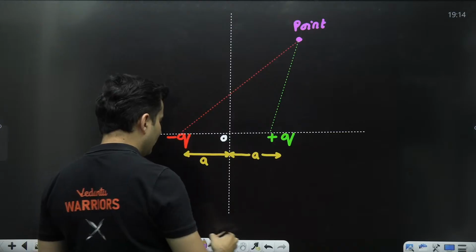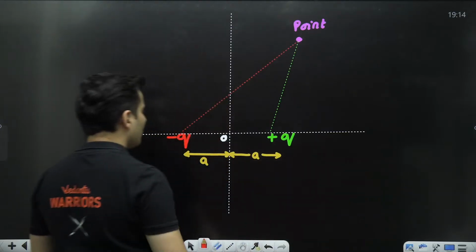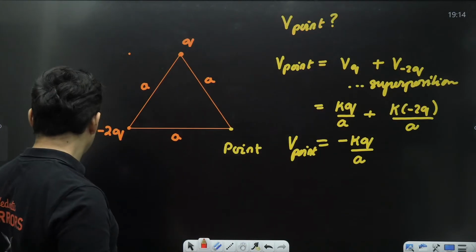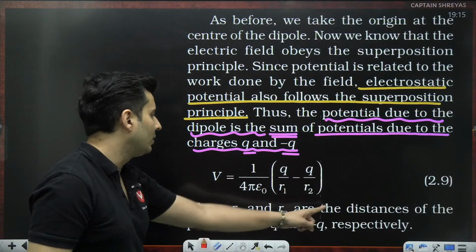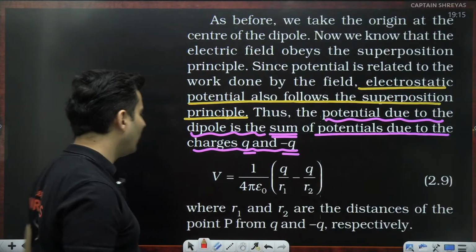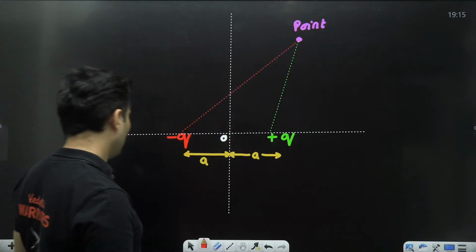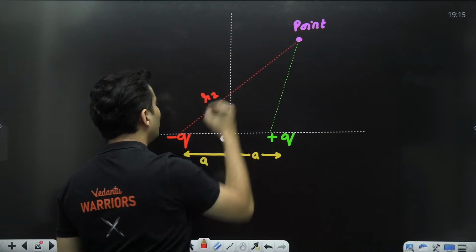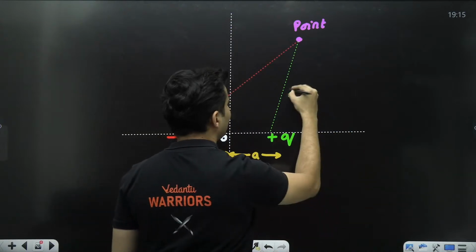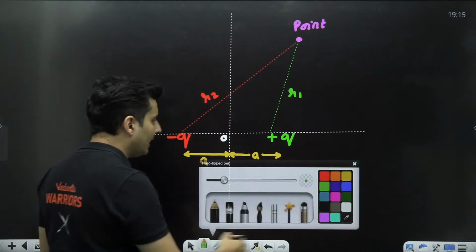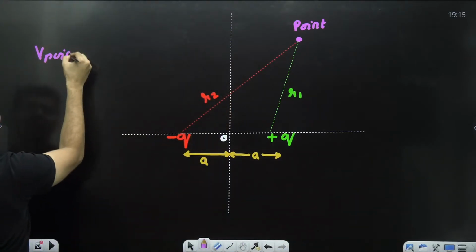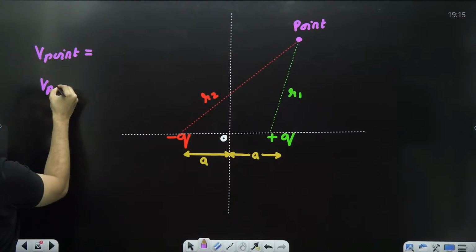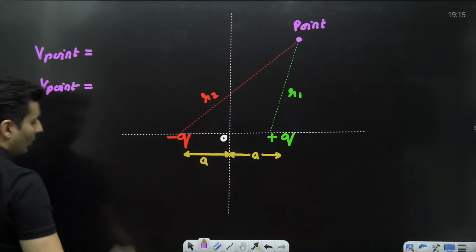Don't have to worry about the directions, keep in mind. So from the positive charge and the negative charge, they are taking some distances, which are R1 and R2, the distances from Q and minus Q. So this is, let's say, R2. Let's say this is basically R1. So think and tell me what will be the potential at that particular point.